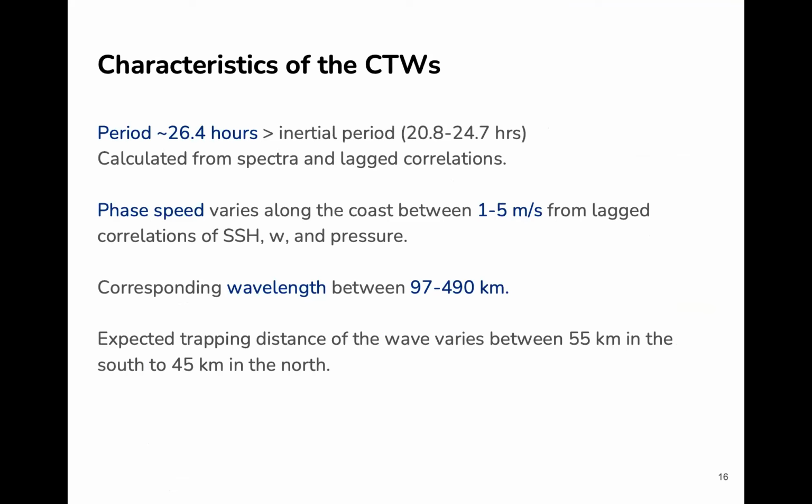The phase speed varies along the coast, and it varies a lot. And this has to do, again, with how the modes change and how the wave propagates and what the topography is doing, I guess. It varies between 1 and 5 meters per second, again from lag correlation. And of course, this is the whole wave, but if we split it into modes, different things will be happening, right? The corresponding wavelength changes a lot, but if we use these velocities, it would be between 97 and 409 kilometers. And the trapping distance from the coast is around 50 kilometers.